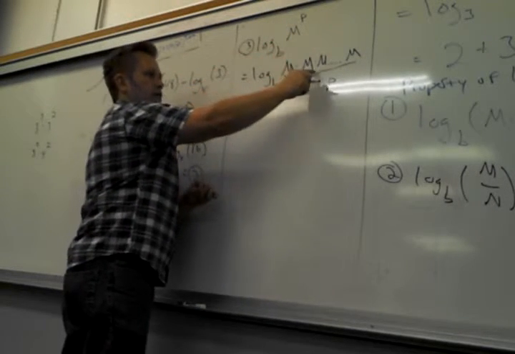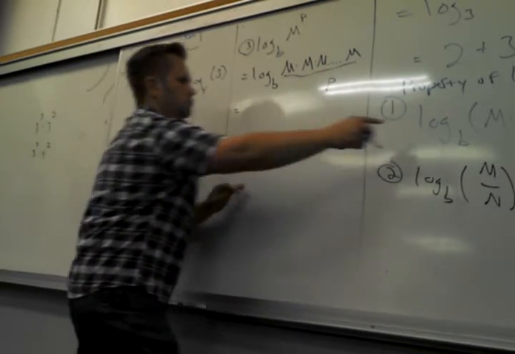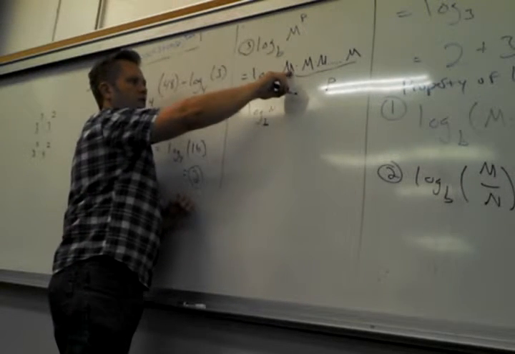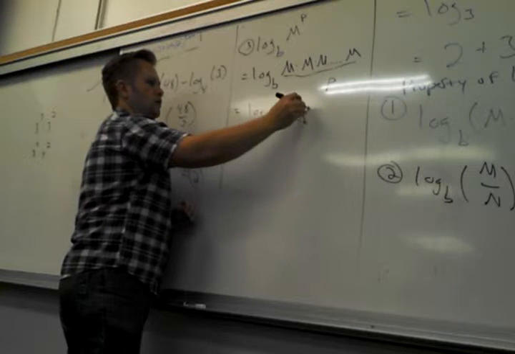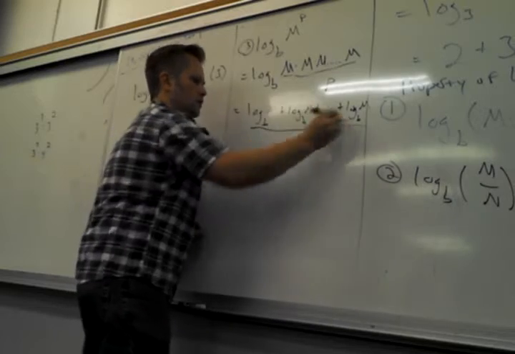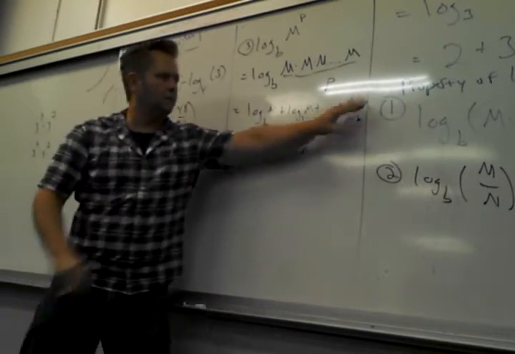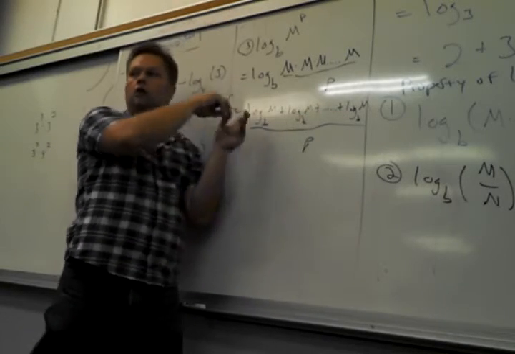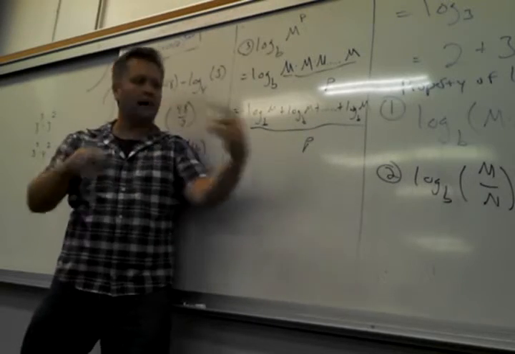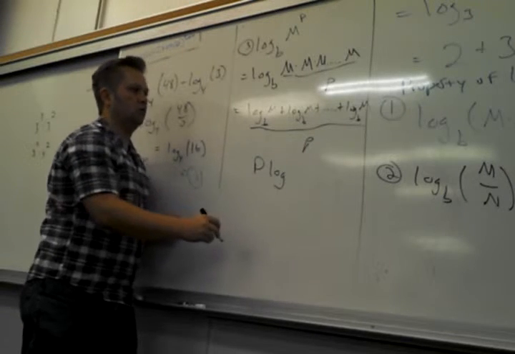So that can be written as this. There's p m's in a row. That's what m to the p power means. And then what does this property say I could do? I have log base b of m plus log base b of m plus, and how many of these do I have? P of them. So if I had 3 of them, I could write that as 3 log base b of m. If I had 5 of them, I could write that as 5 log base b of m, because I could just collect them. How many do I have? P of them, so I can write that as p log base b of m.